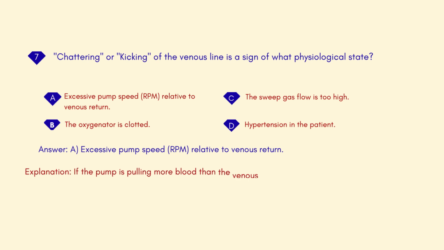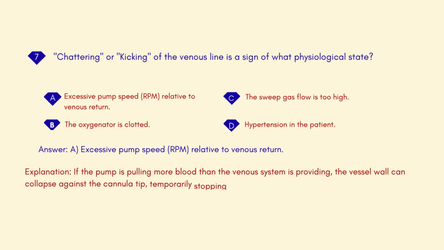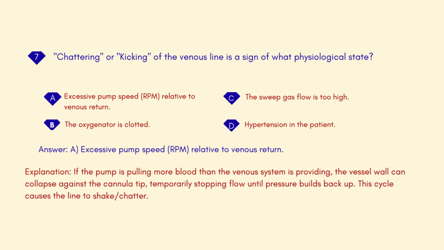Explanation: If the pump is pulling more blood than the venous system is providing, the vessel wall can collapse against the cannula tip, temporarily stopping flow until pressure builds back up. This cycle causes the line to shake or chatter.